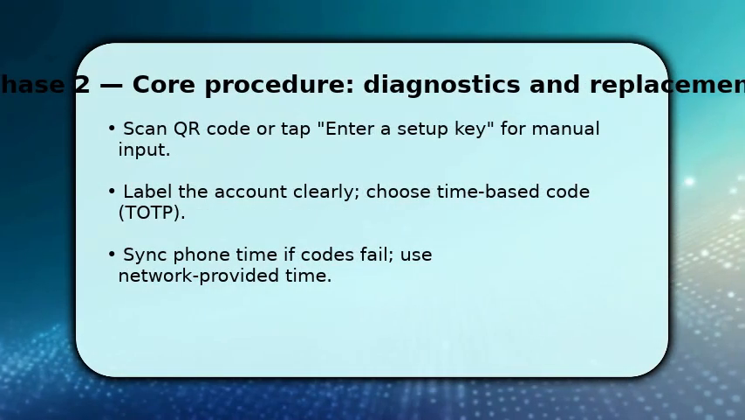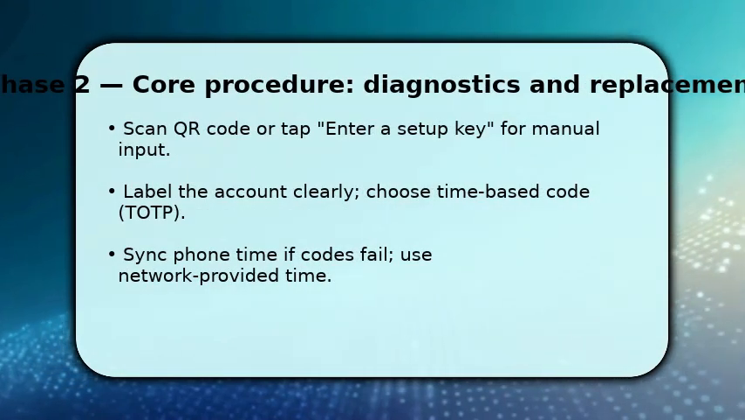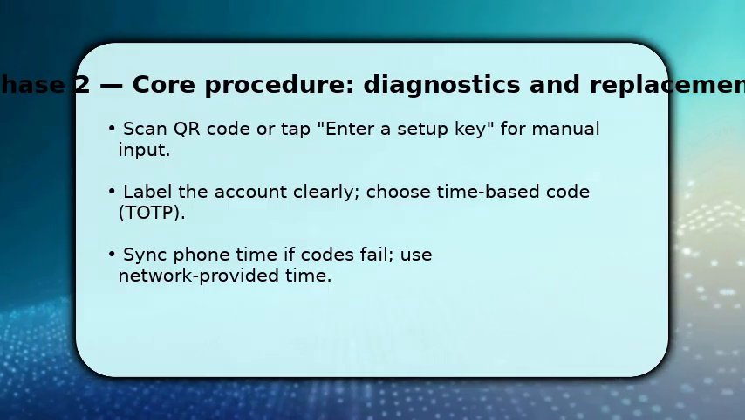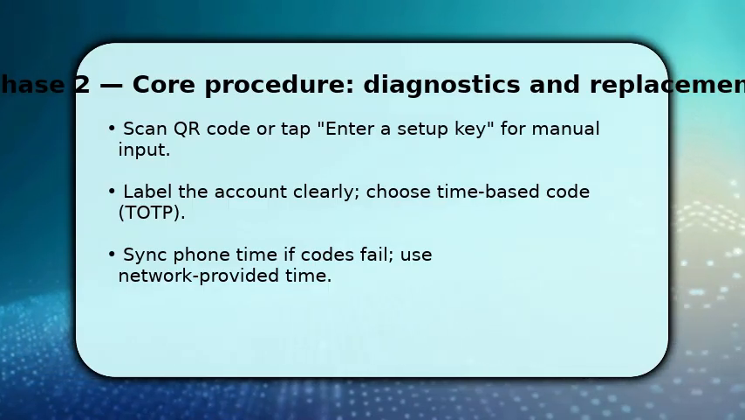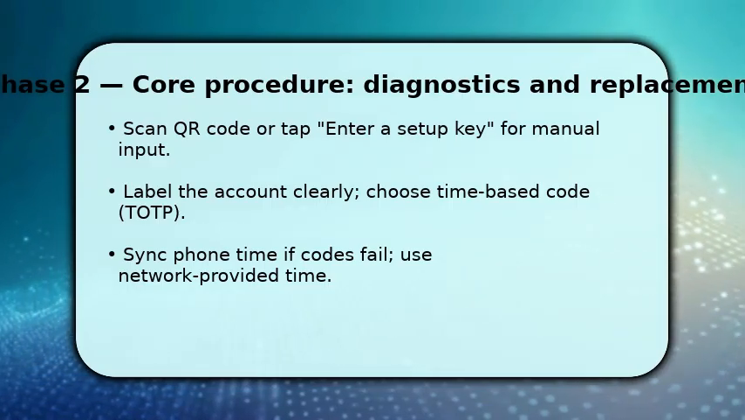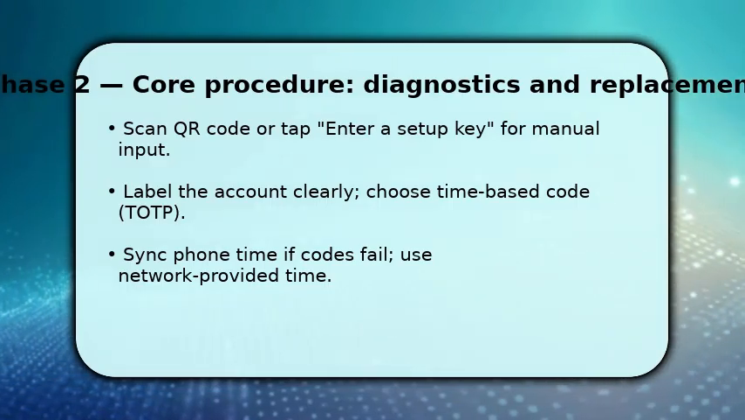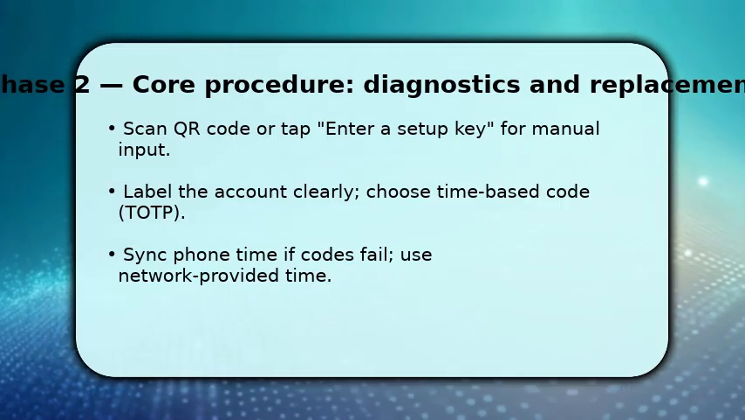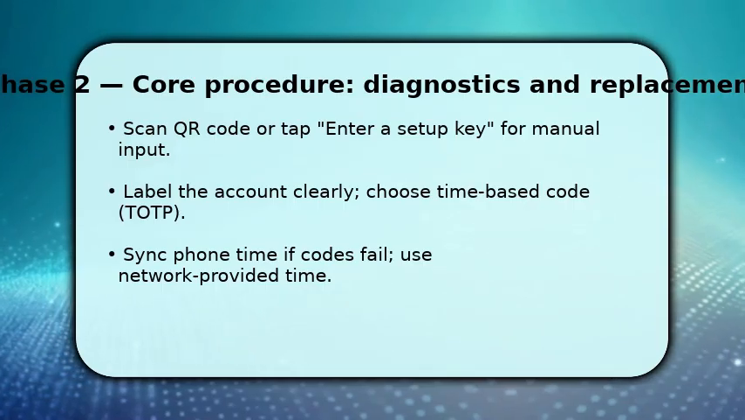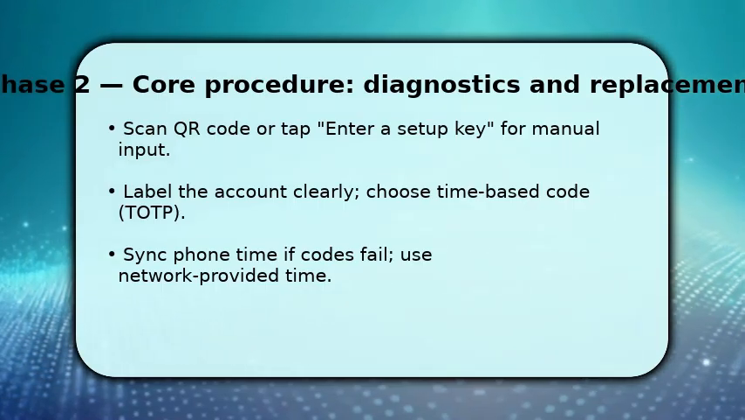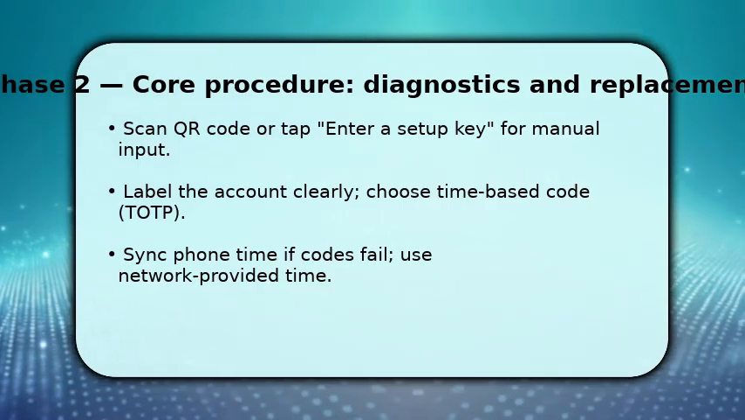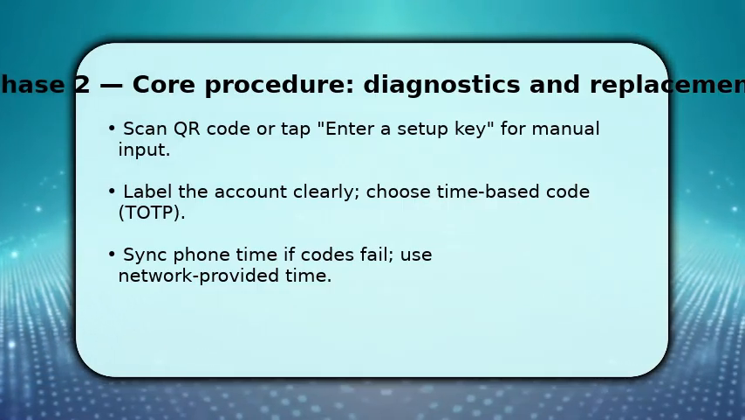You will now add the new key into Google Authenticator. Tap the plus icon, then scan the provider's QR code or select Enter a setup key and type the account name and secret exactly. Label the entry so you can recognize it later. That label appears in the app. Ensure the token type is time-based, TOTP, not counter-based. If codes don't validate, make sure your phone's clock is accurate. Synchronizing time fixes most mismatches and prevents repeated failures.